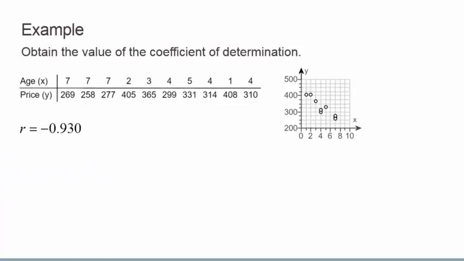Continuing, obtain the value of the coefficient of determination. One option we have is taking R and squaring it, which gives us 0.8649.